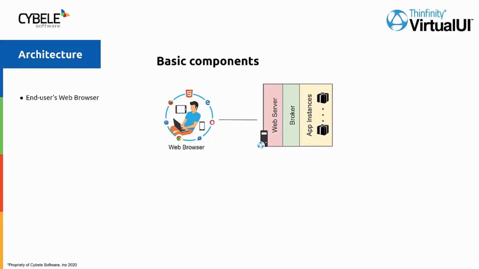Each time the end user clicks on the URL on its web browser, it generates a request. This request is taken by the web server, which creates an HTTP or HTTPS WebSocket connection. Then the user gets served with the Thinfinity homepage, and once he clicks on the application icon, the broker will generate a virtualized instance of the application running on the backend server. Then the user gets served with this application.